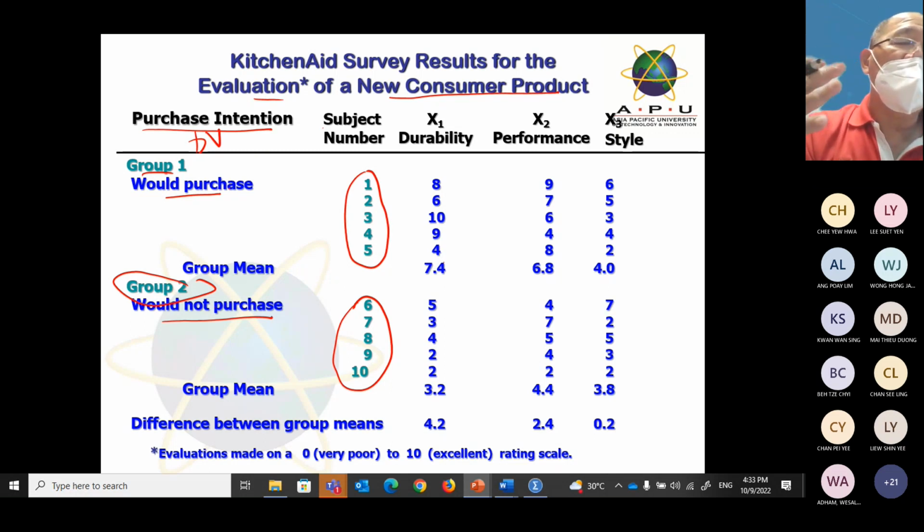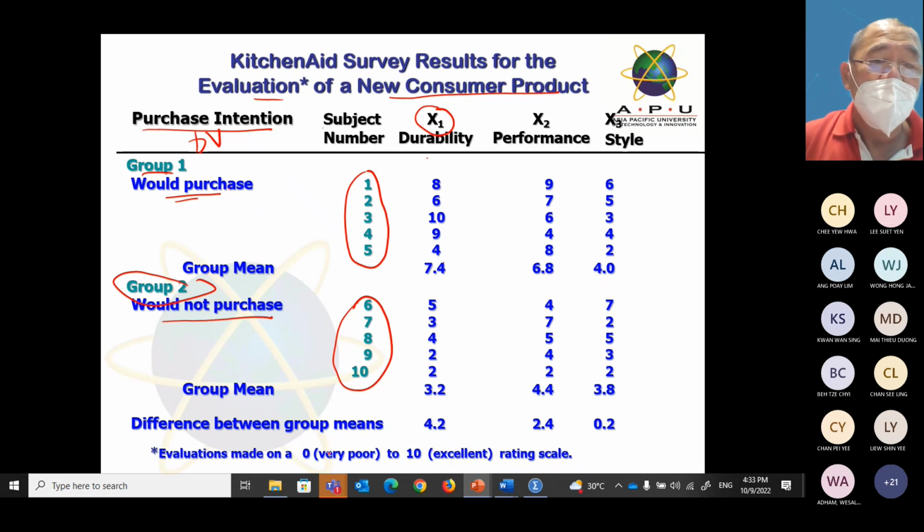You can think this way: 10 people go to a shopping complex and are invited to attend a briefing on the new product. Then after the briefing, they give some small gift or small sample to the participants. They are also asked to answer a few questions, either they would purchase or not purchase the product. And then there are three independent variables. Durability, from 0 until 10. You see the bottom line.